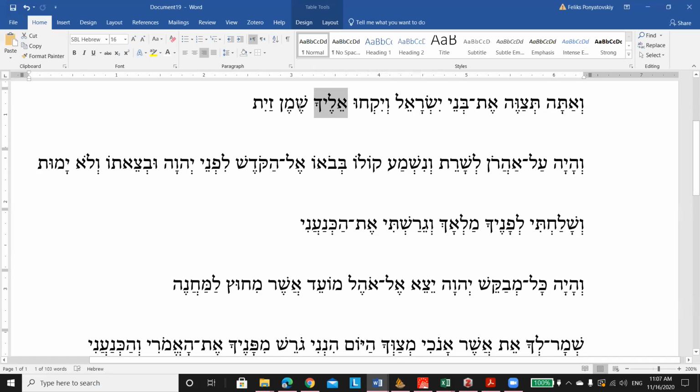Do you know this word? Shemen? Yes, oil. This oil. No, this is not this. This is Zait, olive oil. And they will take to you olive oil. Okay, very well.